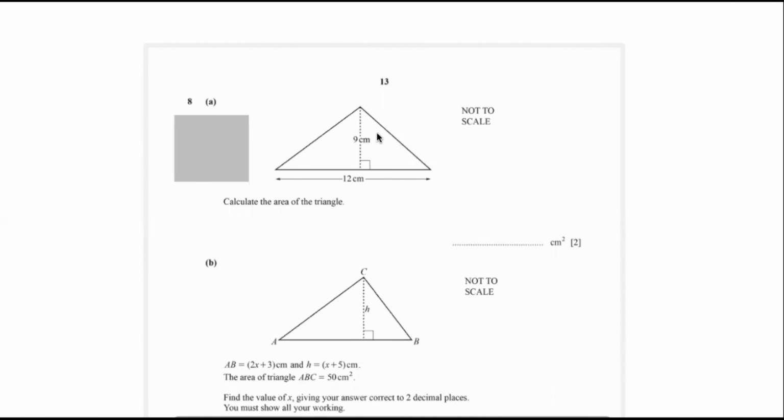Question number 8, part A. Calculate the area of this triangle. The formula for the area of a triangle is 1 over 2 times base length times height. Here the base length is 12. So 1 over 2 into 12 into 9. That becomes 6 times 9, which is 54 centimeter square.